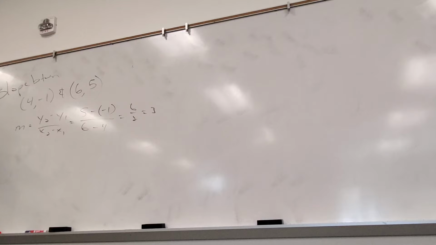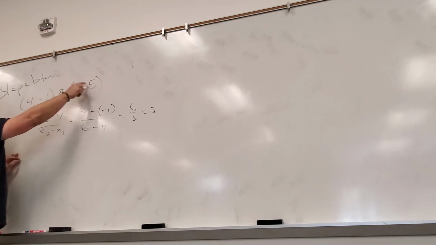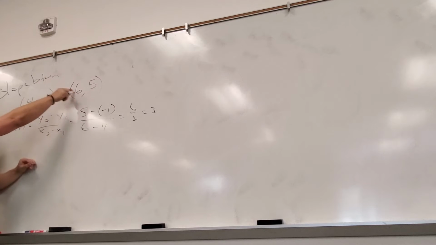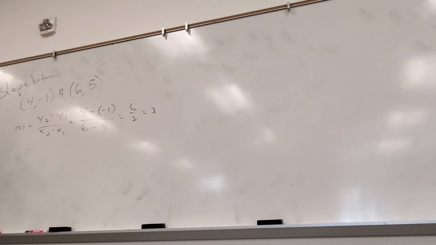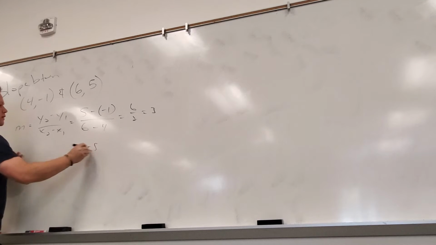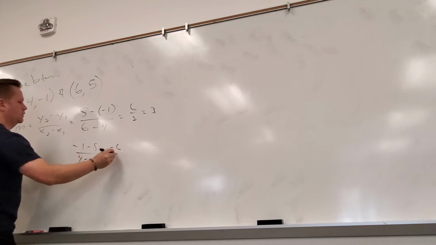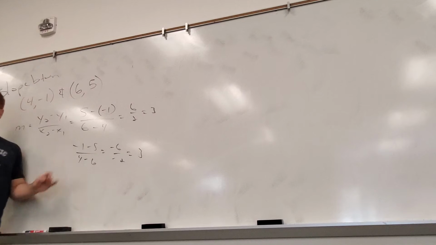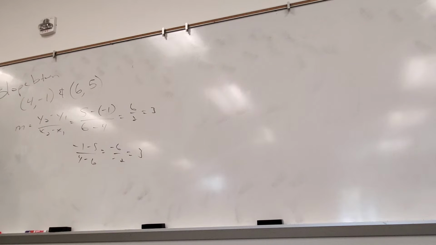All right, I like it. And the only reason they're really here is because if I do this minus this, I have to do the x's in the same order. Otherwise, my sign is wrong. So, of course, I could have done -1 minus 5 over 4 minus 6. That's -6 over -2, which is still 3. As long as they do it in the same order, I'm good. Everybody okay? This should all be kind of a review, hopefully.